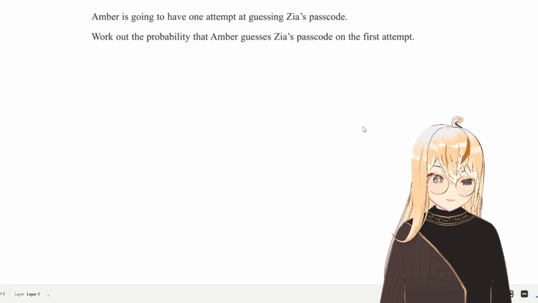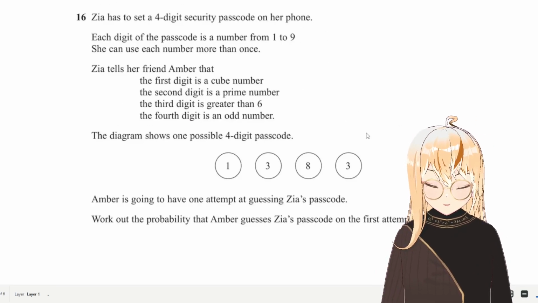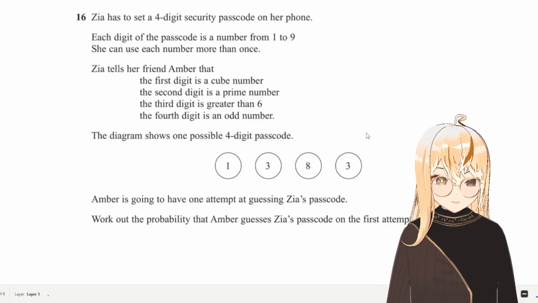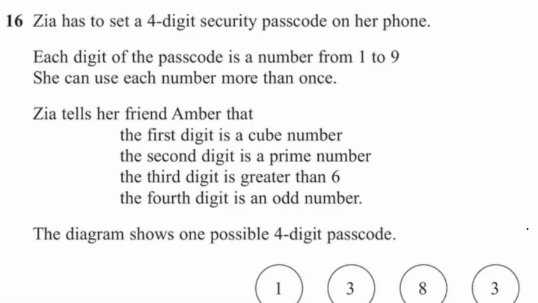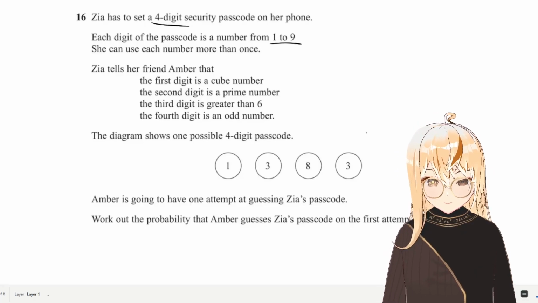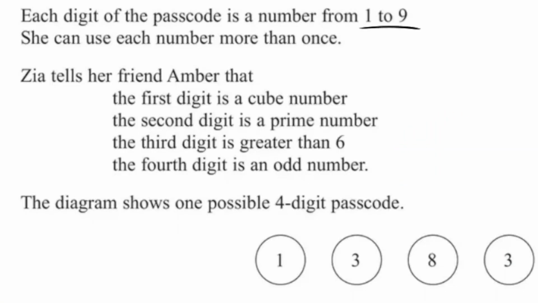So this is a question that's a little bit more complex, but it's not too difficult if you break it down. So again, it's a passcode question. Let's just break down the question from top to bottom. So there's 4 digits on the passcode. Each digit is a number from 1 to 9. You can use each number more than once, so I'm assuming we probably don't have to -1. And then these 4 statements tell us what each digit can be.